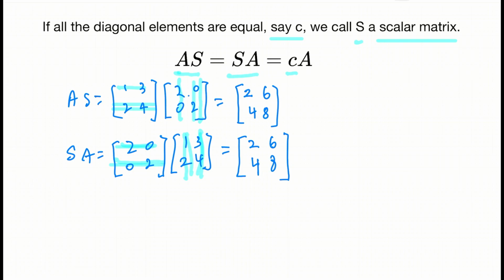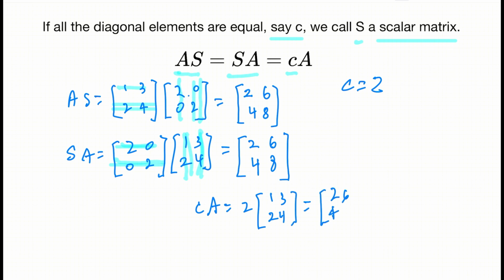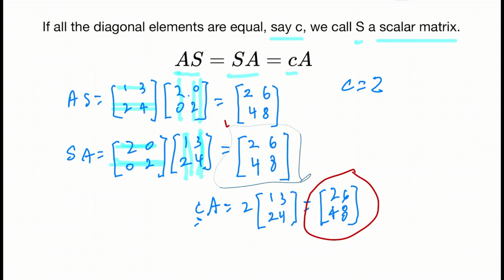Okay, those are equal. Now let's see, if C in this case is equal to 2, what does CA equal? So that's 2 times [[1, 3], [2, 4]], and that is equal to [[2, 6], [4, 8]]. Just taking the scalar C times this matrix A. So these are all equal. We didn't prove this identity, but we did verify it, at least with one case.